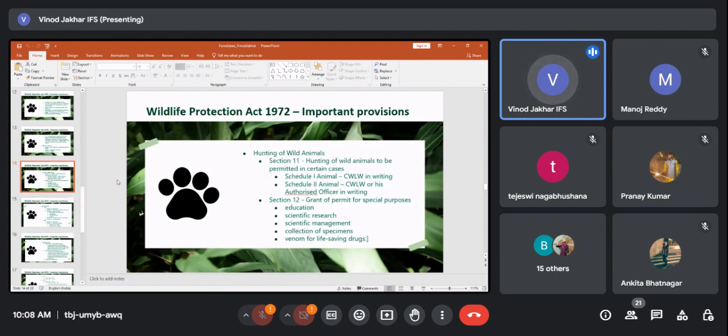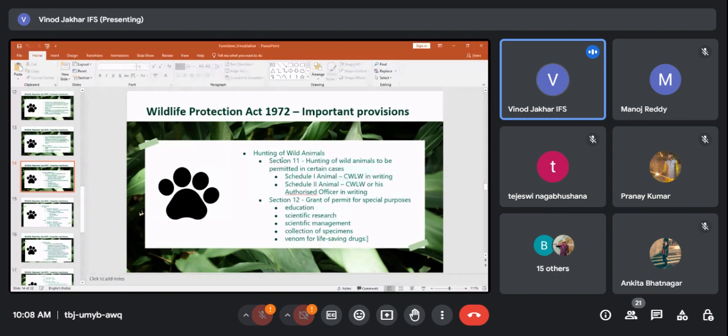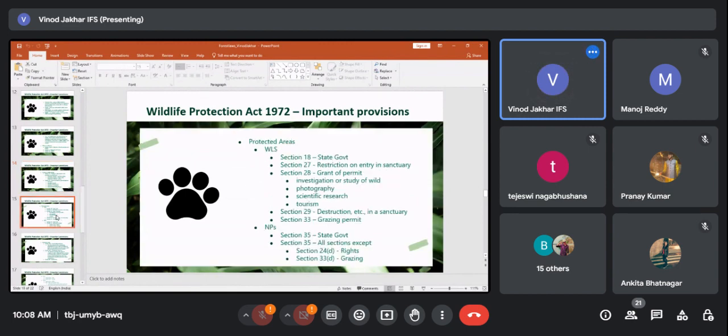But this can be delegated, except section 11, I forgot to tell you, all the other powers can be delegated by the Chief Wildlife Warden to others. Only section 11, subclause A, this cannot be delegated. This Chief Wildlife Warden has to exercise himself. Next comes protected areas, wildlife sanctuaries, national parks, conservation reserves, and community reserves.